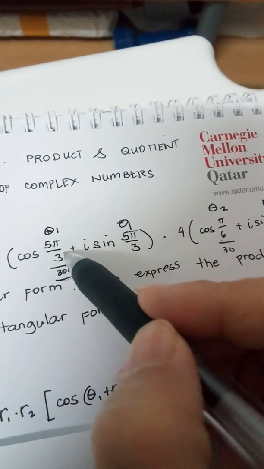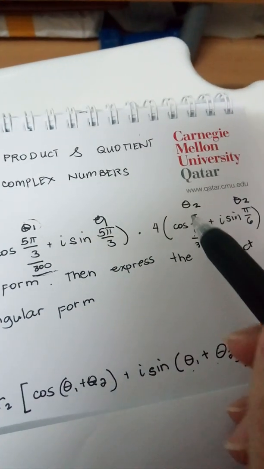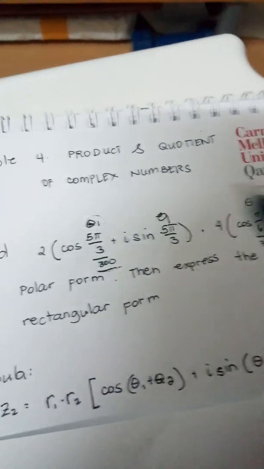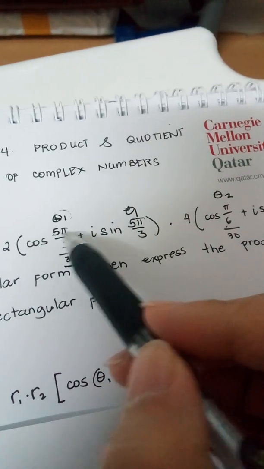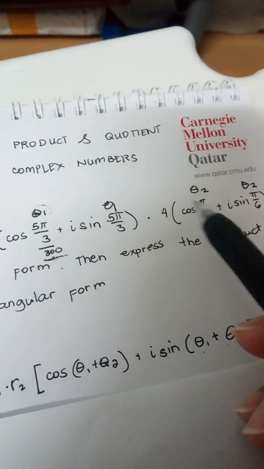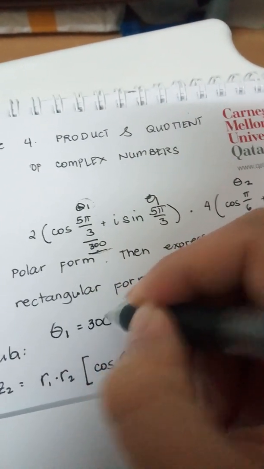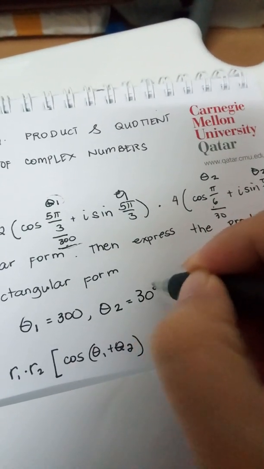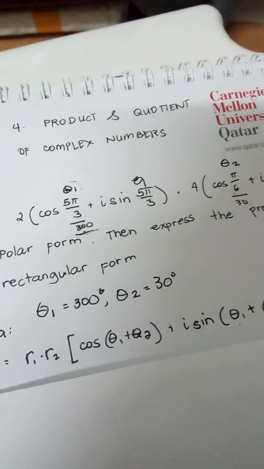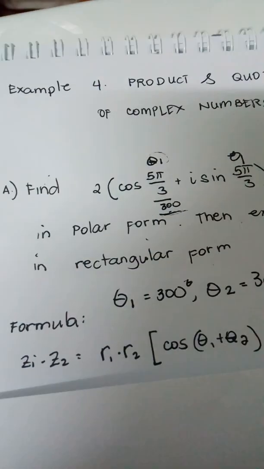So this pi over 3 is the first theta, theta 1, and then pi over 6 is the theta 2. Next, I converted pi over 3 into 60 degrees, so theta 1 is equal to 60, and then theta 2 is equal to 30. This is in terms of degrees, though it is optional whether you convert it or not. In polar form, then express the product in rectangular form.